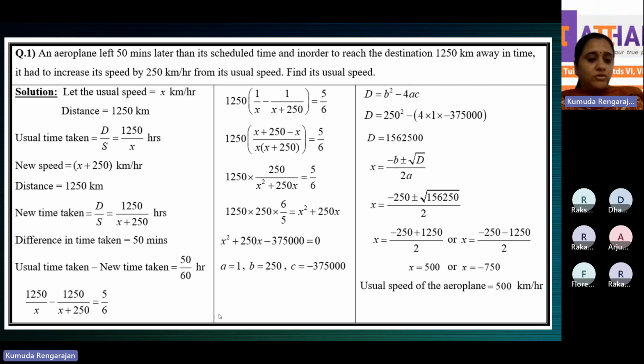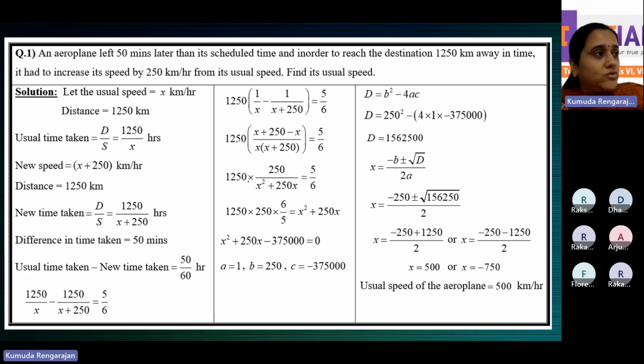Okay, so I'm not going to talk about this equation again. After this, if there's something common, you must always bring out the common factor. Please listen to me. So 1250 is common, bring it out. And then in the bracket, you will have 1 by x minus 1 by x plus 250 is equal to 5 by 6. Then LCM, x into x plus 250, common denominator. And then you know how the numerator happens. Then x and minus x get cancelled.